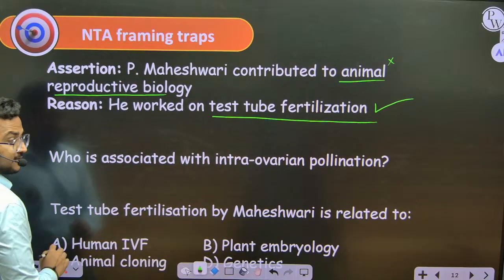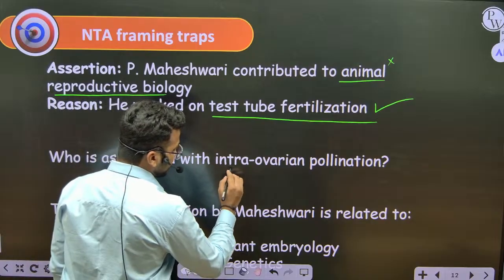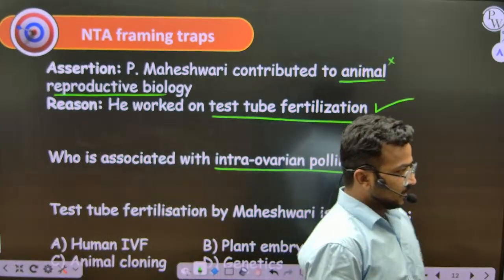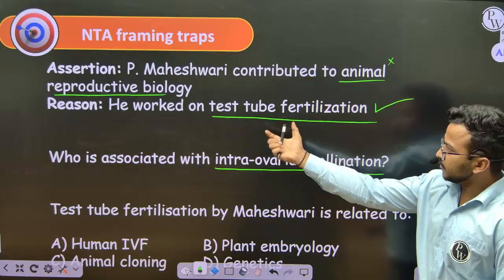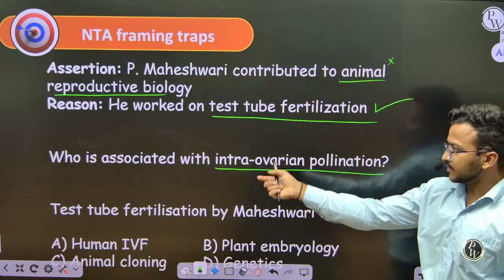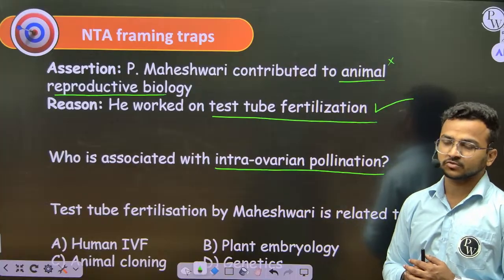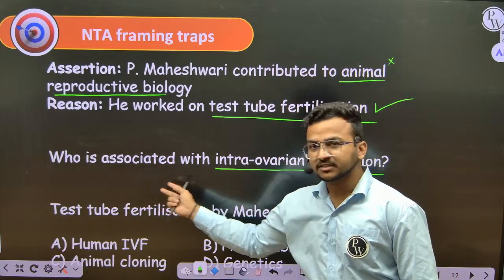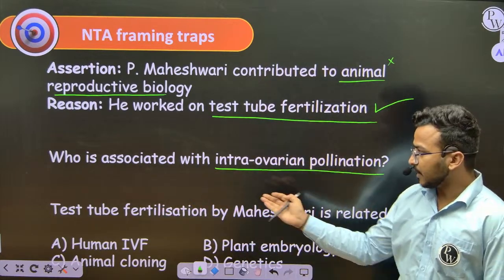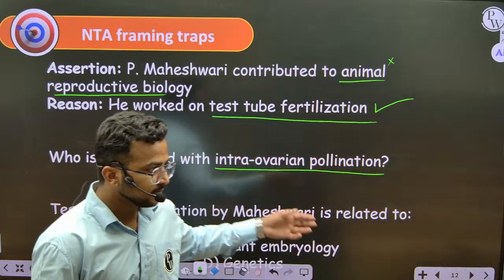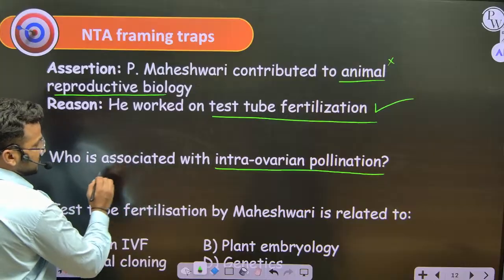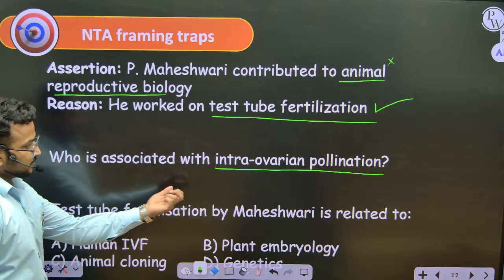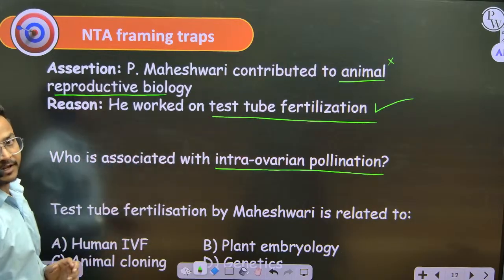And there is another question. Who is associated with intra-ovarian pollination? The same person who worked on test tube fertilization also worked on intra-ovarian pollination. So this statement belongs to Panchanan Maheshwari also. Four different scientist options will be given, and you need to choose which of the following is correct. Panchanan Maheshwari is the person who gave intra-ovarian pollination and test tube fertilization.